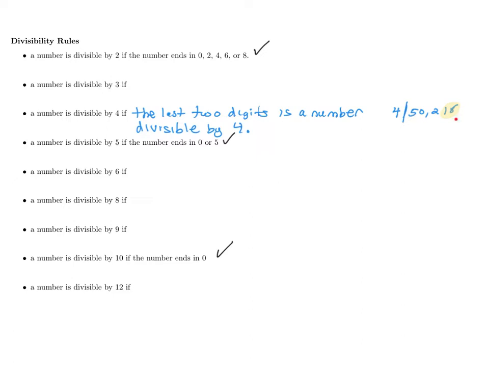So if you want to know if 4 divides this value, you don't actually have to check the whole number itself. You can look at the last two digits and say, is this a number that 4 goes into? If the answer is yes, then 4 must divide the entire thing. If the answer is no, then 4 does not divide it.